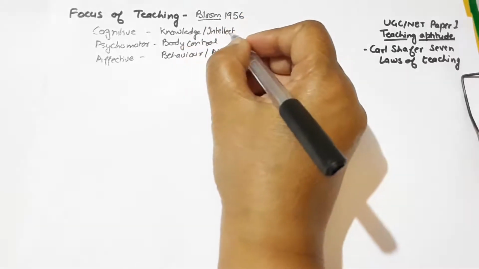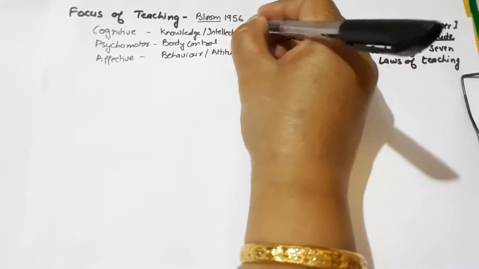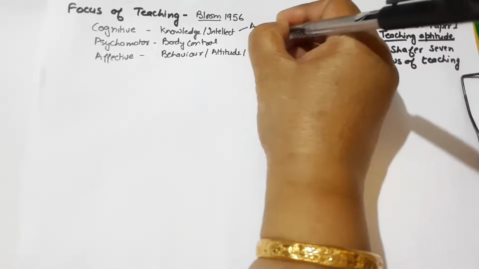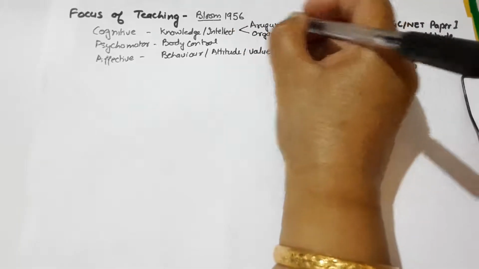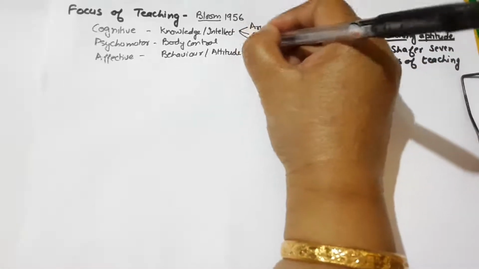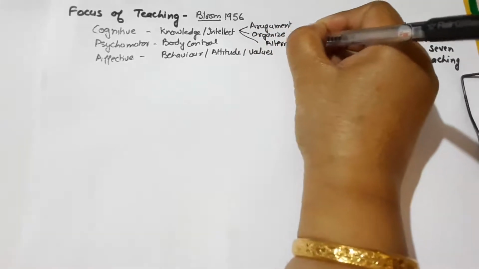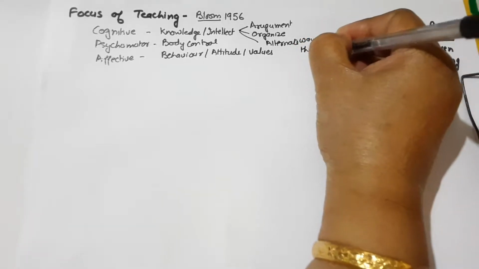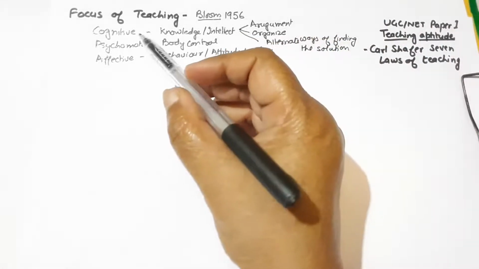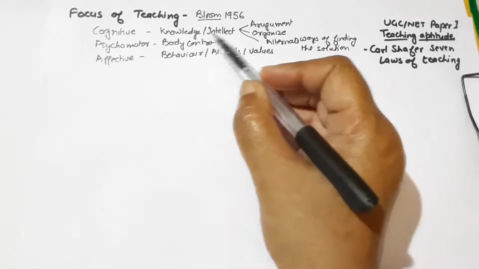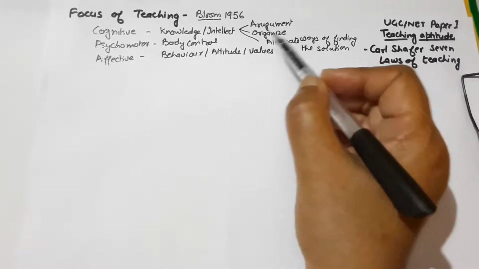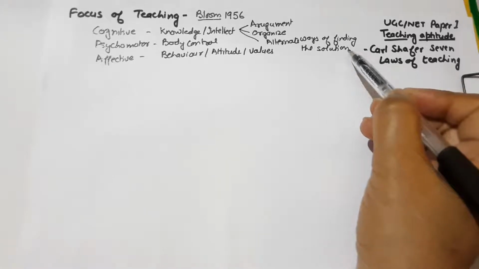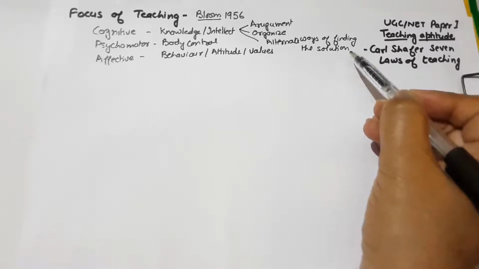As far as cognitive domain is concerned, it develops the ability to argue or to provide valid arguments or to organize the ideas. It also helps the learner to find alternate ways of finding the solution. So cognitive development deals with development of knowledge and intellect so that learner can give us valid argument, can organize his thoughts, and he can find alternate ways of finding the solution to the problem. He will be able to understand that to some problem there may be multiple ways to solve it.